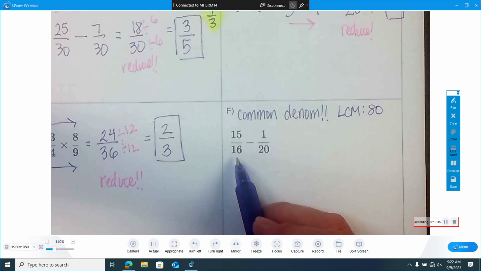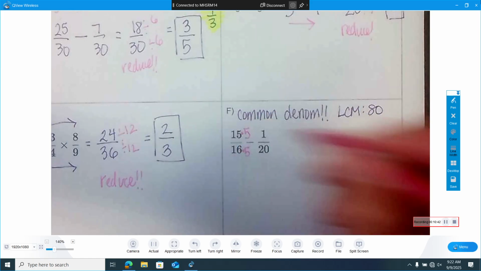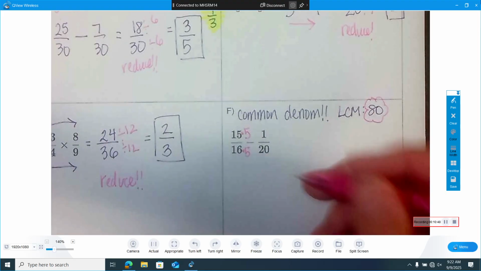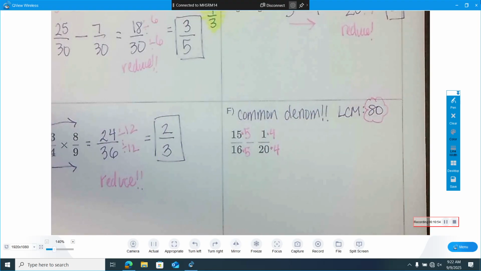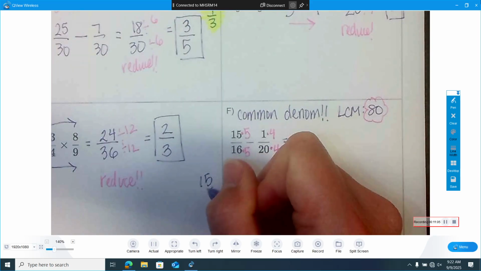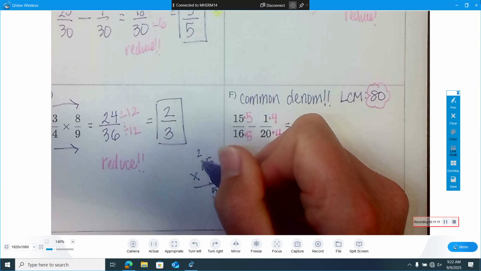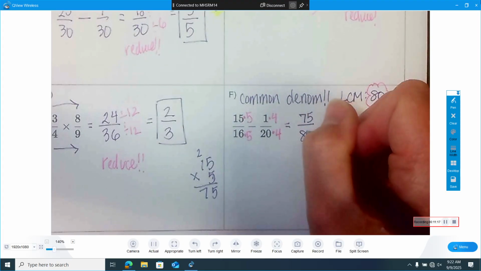So 16 times what gives me 80? 5, very good. So we're going to multiply top and bottom by 5 so that we get that denominator of 80. And what about the second fraction? That was easier. 4. 4 is enough. 15 times 5. Let's see. 75. 5 times 5 is 25. 5 times 1 is 5 plus 2 is 7. 75. There it is. And 16 times 5 is 80.